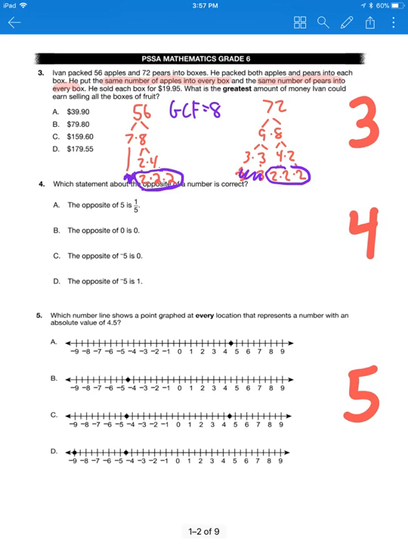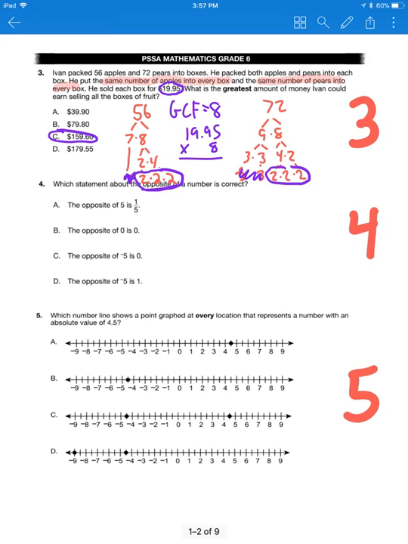Now remember, it says he sold each box for $19.95. So that means I have to do $19.95 times 8. And if I do $19.95 times 8, oops, my calculator mistyped, 19.95 times 8, I get $159.6, which is C, $159.60.